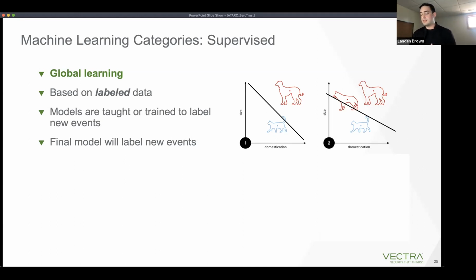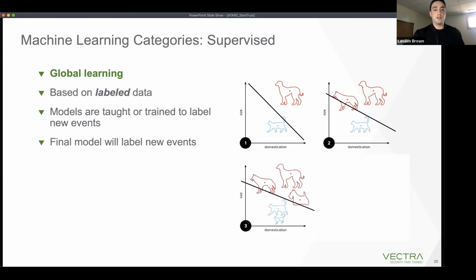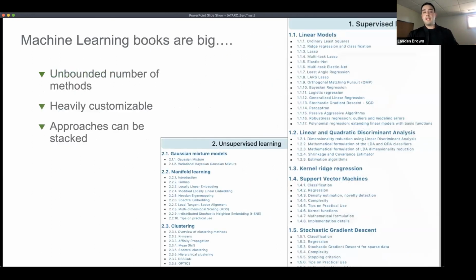Our portfolio consists of machine learning models that are both supervised and unsupervised, and each one of these models plays a particular role in threat detection. But all that being said, machine learning books are big. A crash course on machine learning would sometimes be 5 to 25 hours long. There are an unbounded number of methods and approaches to take with machine learning. They're heavily customizable, and these approaches can also be stacked and nested between each other.